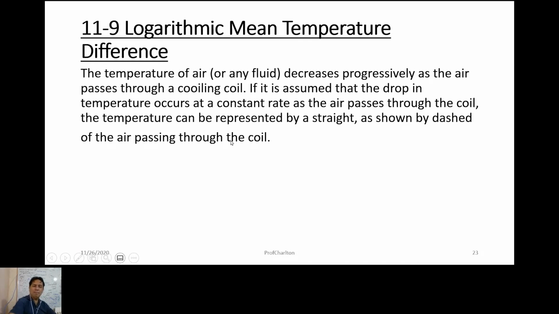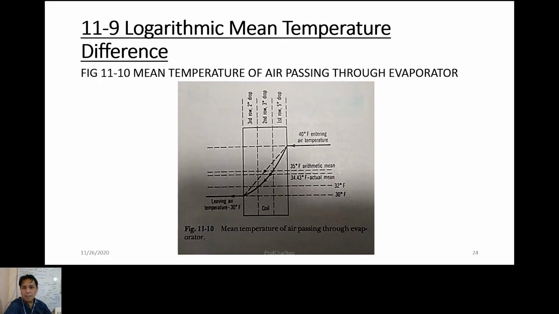So logarithmic temperature difference, we already know that there's a difference between the outside film and the inside film. So there are tables given in the lecture I have forwarded, and this one I will also forward to you. There is the mean temperature of air passing through the evaporator. It's a bit dark because I only use the camera. I just bought my scanner a few days ago. But this is the graph showing the mean temperature of air passing through the evaporator.